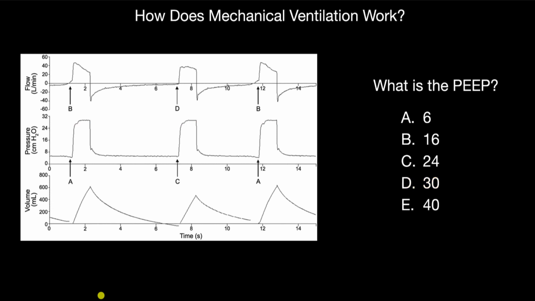What is PEEP? Remember, PEEP is the positive end expiratory pressure. It's the pressure that the patient never goes below in between breaths. The answer is 6. And how do I know that? Again, I look at the pressure tracing here, pressure versus time, and I look to see how low it goes. And it goes to about 6. Between every breath, the patient's pressure drops to 6 and never goes below that.